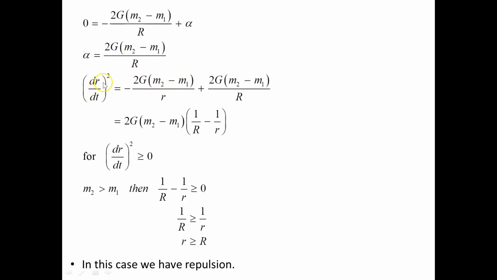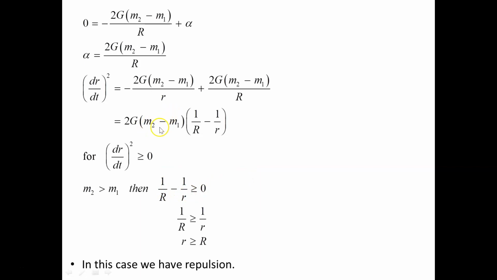Substituting it in, we have (dr/dt) all squared is minus that plus that. And then we can factorize out the common denominator, 2G(m2 minus m1). Notice here we get 1 on big R minus 1 on little r. Now we have this very strict condition that (dr/dt) all squared is greater than or equal to 0, which means all of this must be greater than or equal to 0.